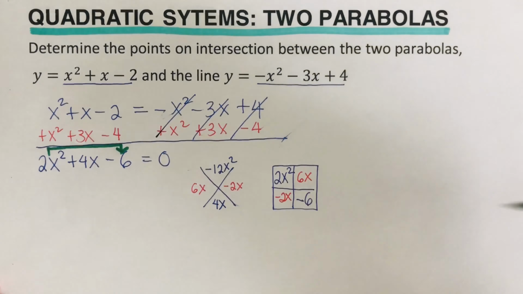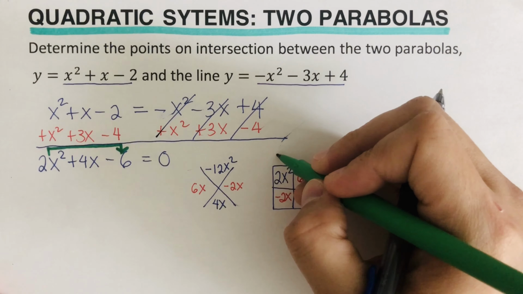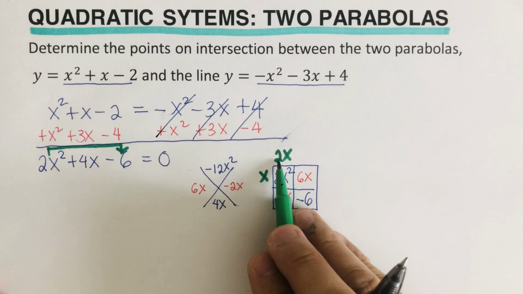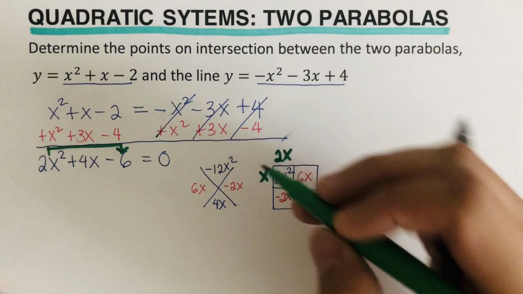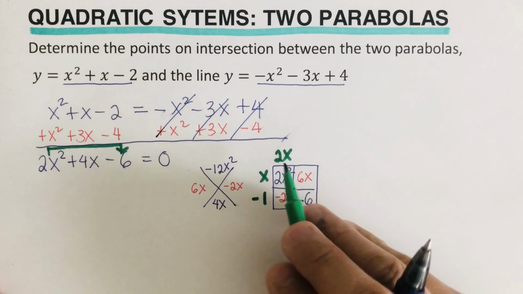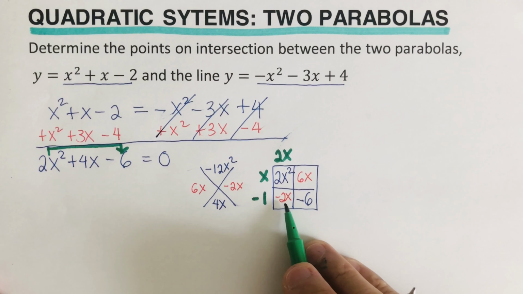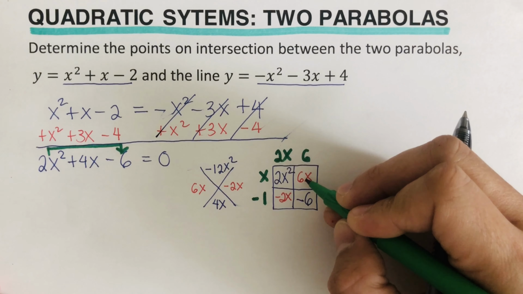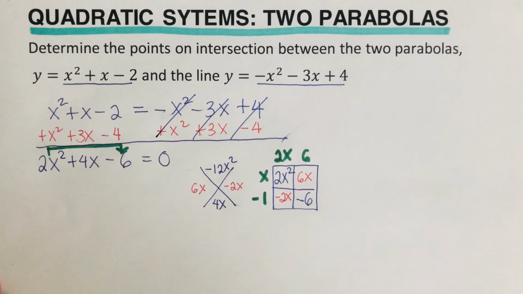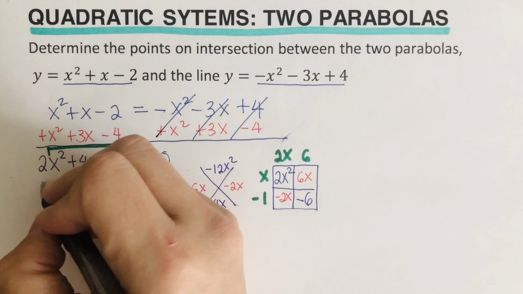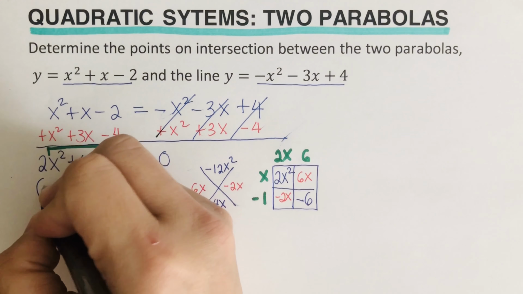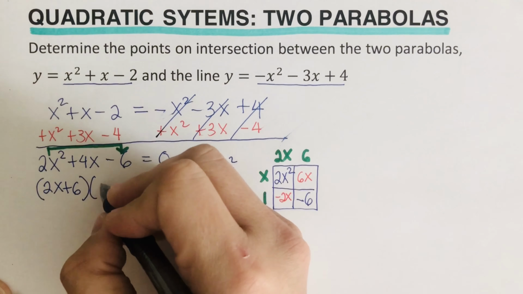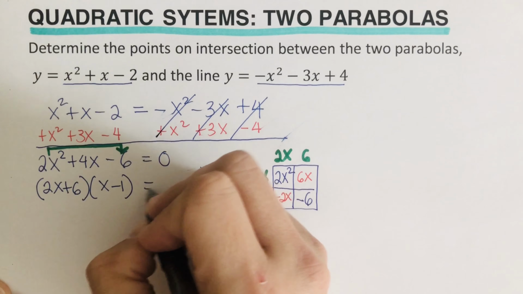So then the factors would be 2x squared, or just 2x and x. That's how you get the 2x squared. So 2x times x is 2x squared. And then this is a negative 1. So 2x times negative 1 is negative 2x. And this is a 6. So 6 times x is positive 6x. 6 times negative 1 is a negative 6. So the factors here would be 2x plus 6 and that is x minus 1 equals 0.